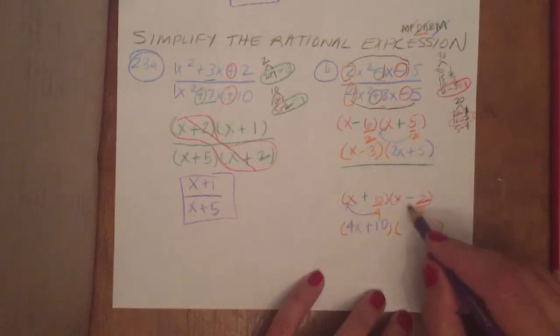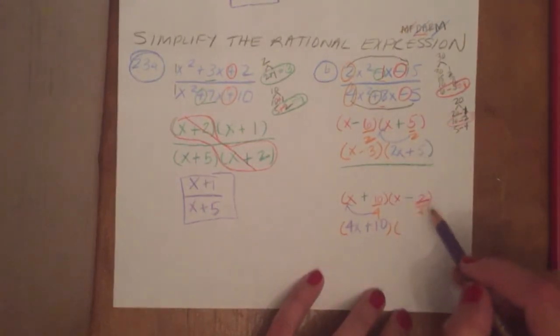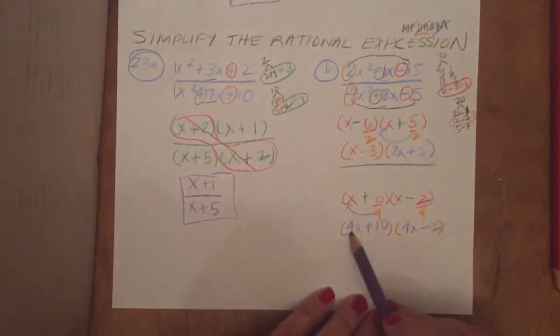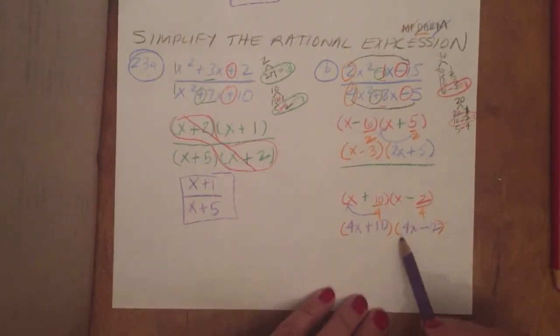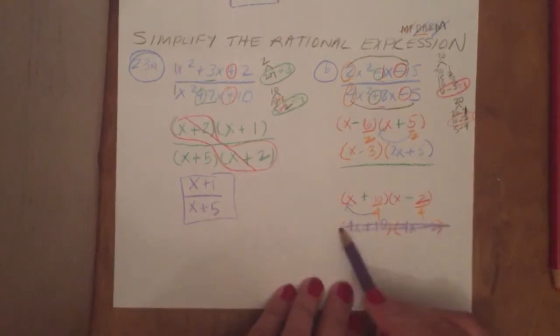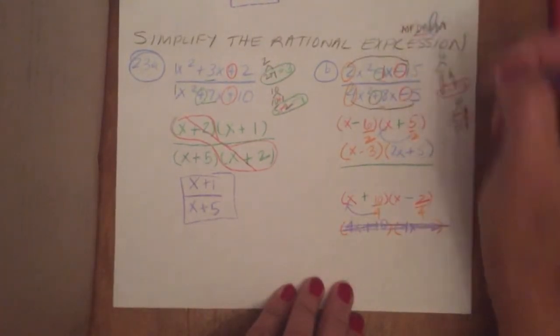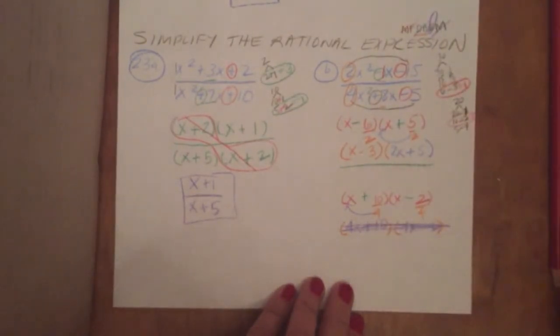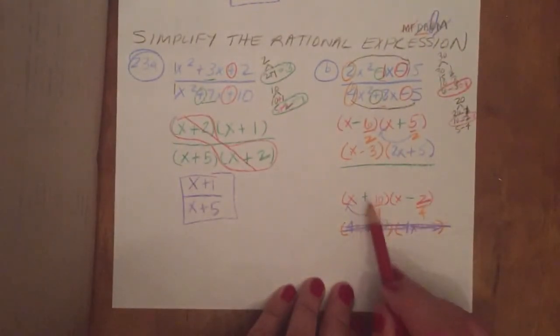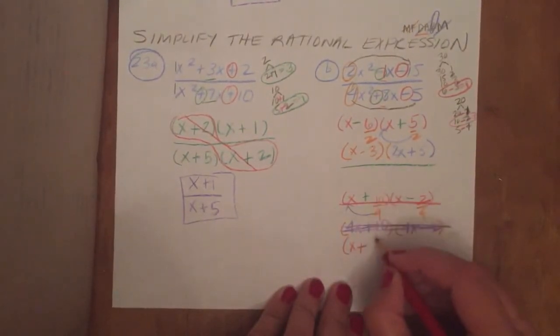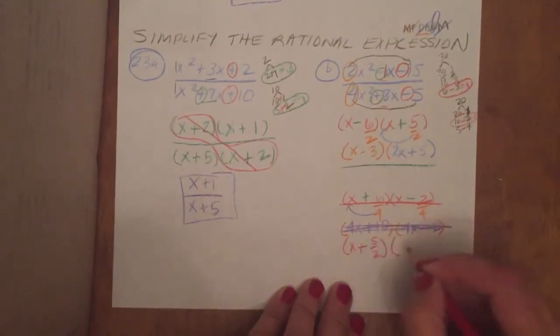And if I end up getting 4x minus 2 here, look what happens. 4x times 4x is 16. That's not what we want. So what do we have to do first before we move? MF DARM, reduce. Okay, a lot of you forget to reduce. You go straight to that one. So I'm going to go x plus, and 10 over 4 is 5 halves, and then x minus 1 half.